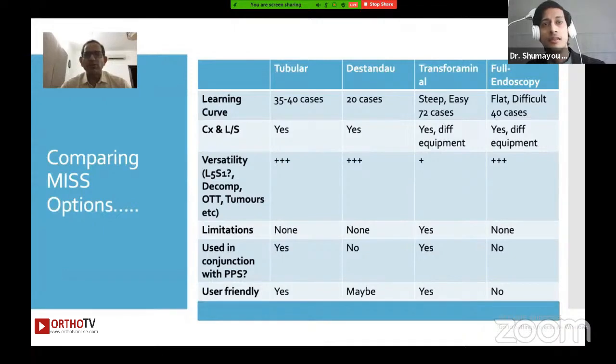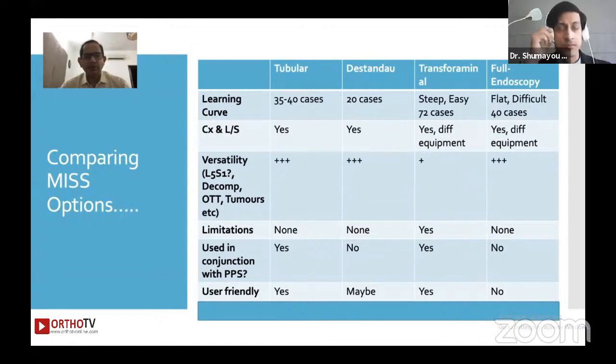However, the transforaminal and the full endoscopy do require a narrow gauge. Look at the versatility of these systems. Except the transforaminal system, all the three are able to undertake an L5-S1 surgery quite effectively. You can also do single level, multi level decompressions. You can do over the top decompressions with these systems, and you can also remove tumors as well. So, in effect, except the transforaminal system, there are no limitations with the other three systems.